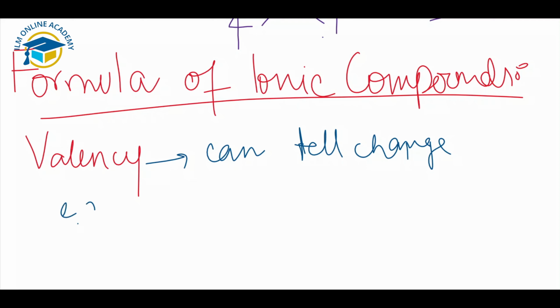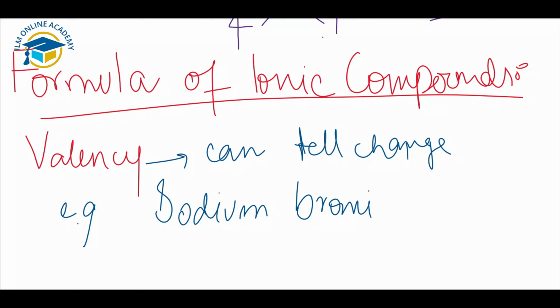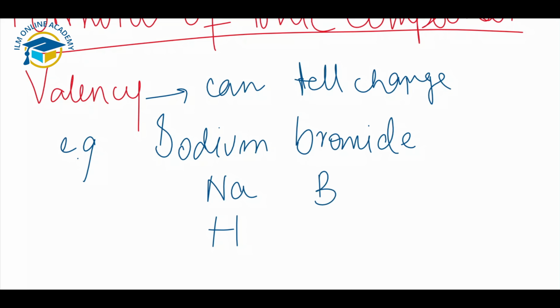For example, we have sodium bromide. As sodium is present in group 1, the charge on sodium is positive 1, and bromine is present in group number 7, so according to the formula 8 minus 7, the valency is -1. Bromine needs 1 more electron to complete the valence shell. Cations have positive charge and anions have negative charge. So 1 sodium is needed for 1 bromide ion, so the formula will be NaBr. This is how you can deduce the formula for ionic compounds.